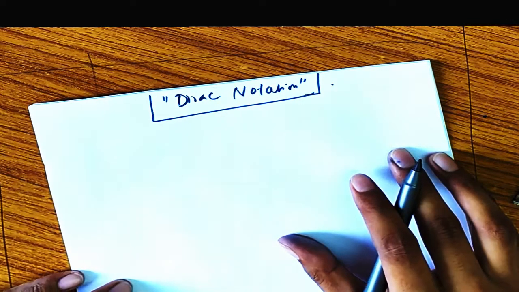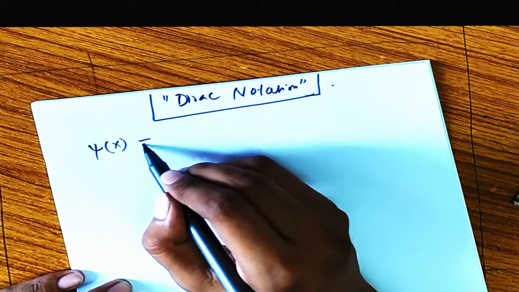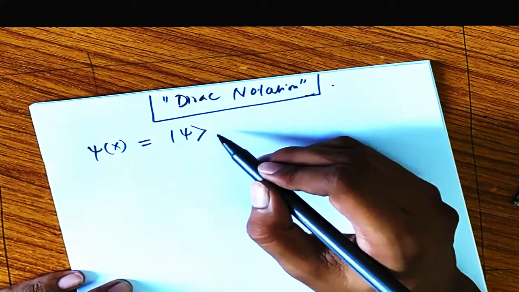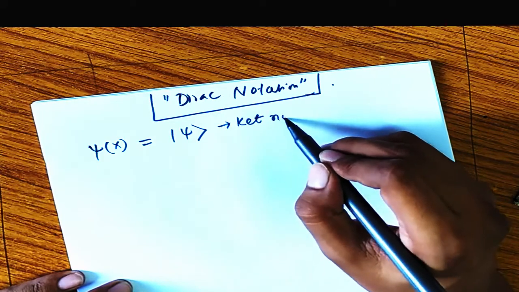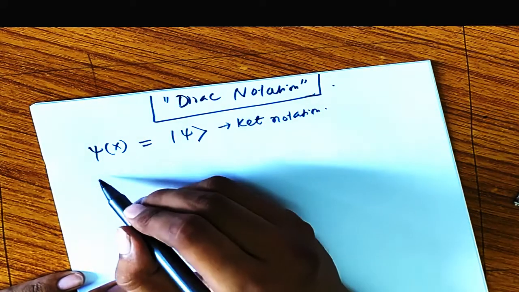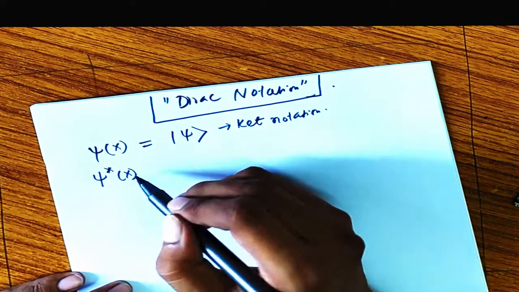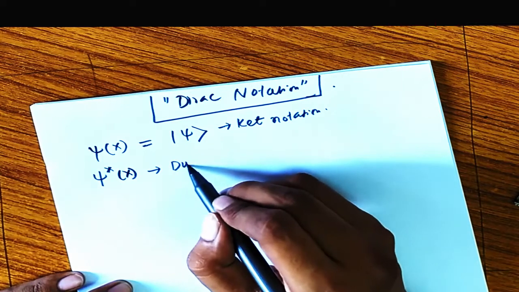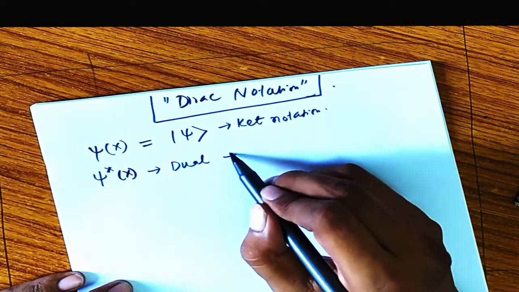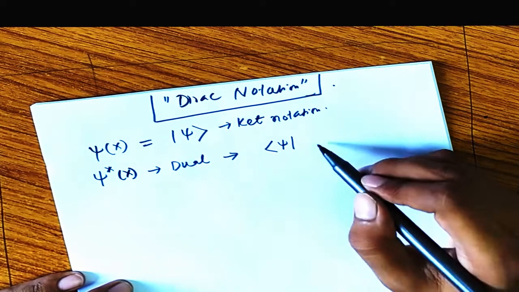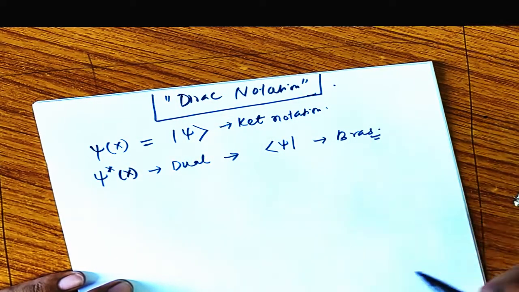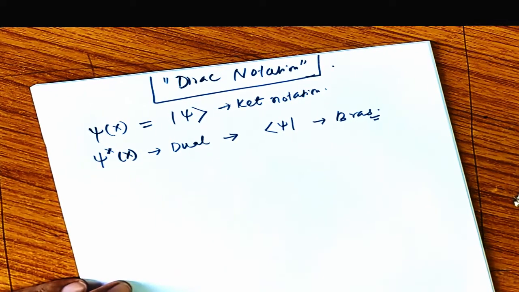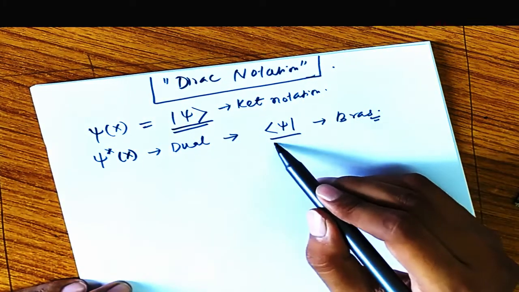In Dirac notation, I can write psi of x as this notation, |psi>. This is called ket notation. And similarly, I introduce psi star of x. Psi star means the conjugate of psi, the conjugate of the wave function, and this is also called the dual, and this can be written as <psi|, and this is called bra. So there are two specific kinds of notation, the ket notation and the bra notation. Ket is represented by this one and bra is represented by this one.